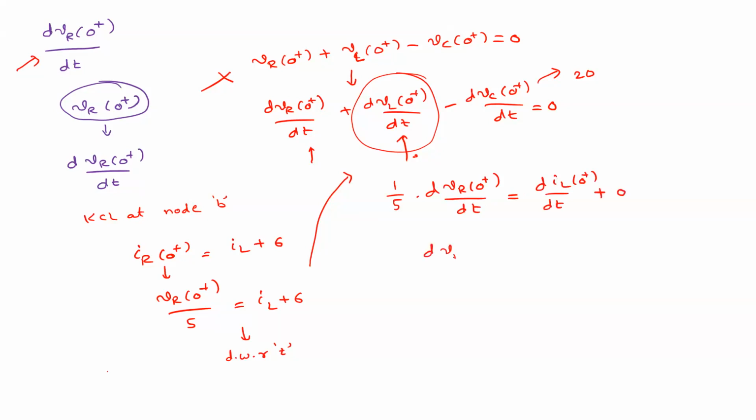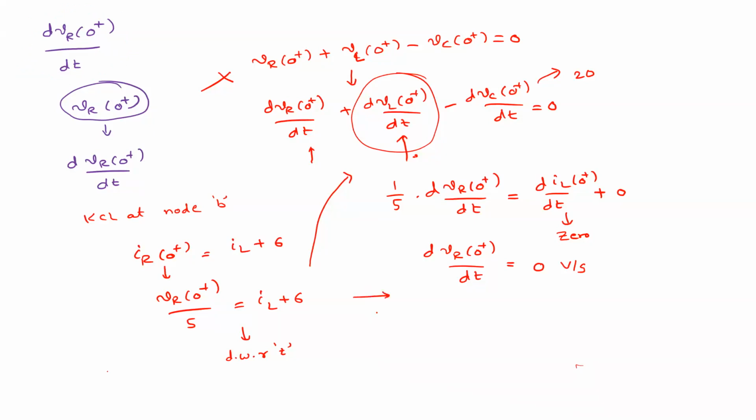So from this, what is dVR of 0+ by dt? What is the value here? 0. Okay, so dIL of 0+ by dt is 0, so this entire thing is 0 volts per second. Understood? This is how you find the first derivative, dVR of 0+ by dt. Clear? Any questions? No. Right, so what is next?